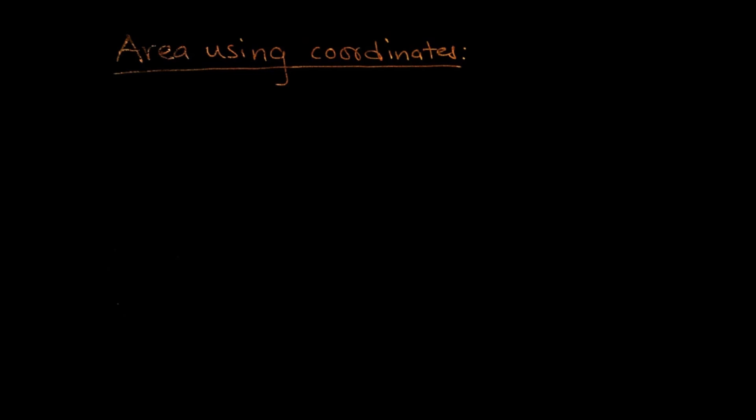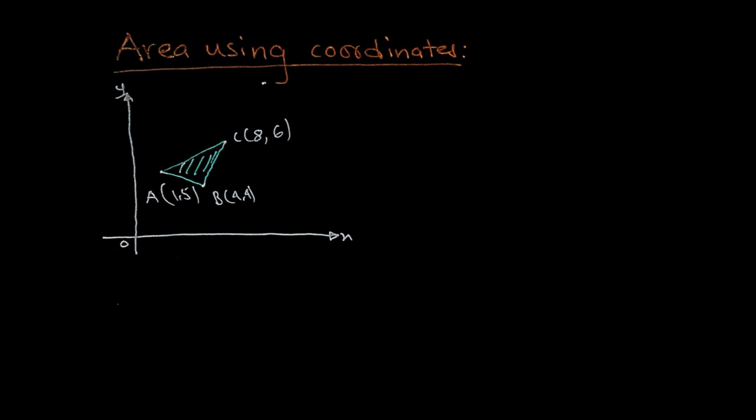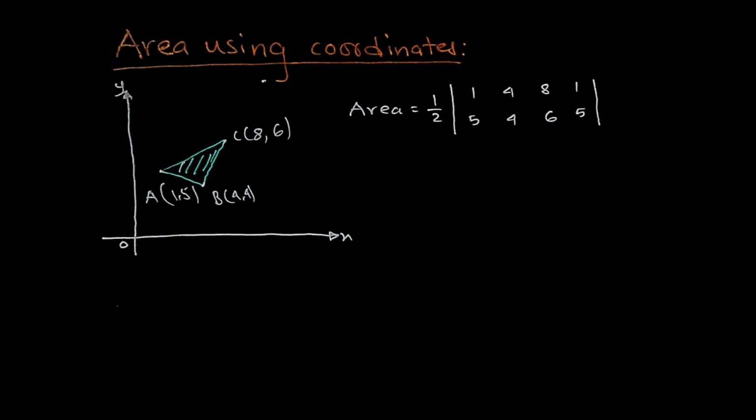While solving questions from this chapter, you might come across how to find the area of any shape with given coordinates. Let me show you this process with an example. Let's take the triangle ABC. We know the coordinates of the triangle ABC. At first, we'll write the coordinates in this way. We'll write it inside the modulus and multiply it with half.